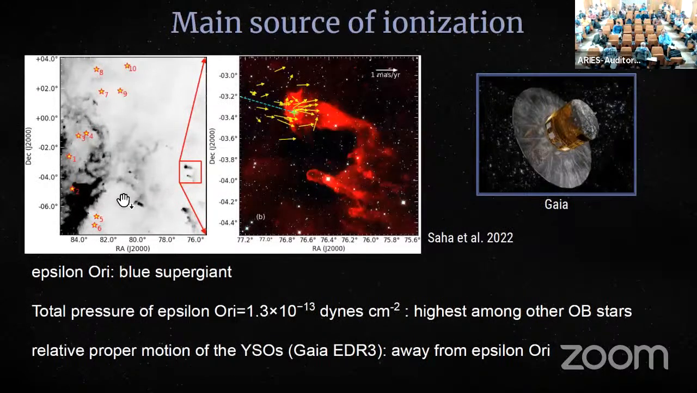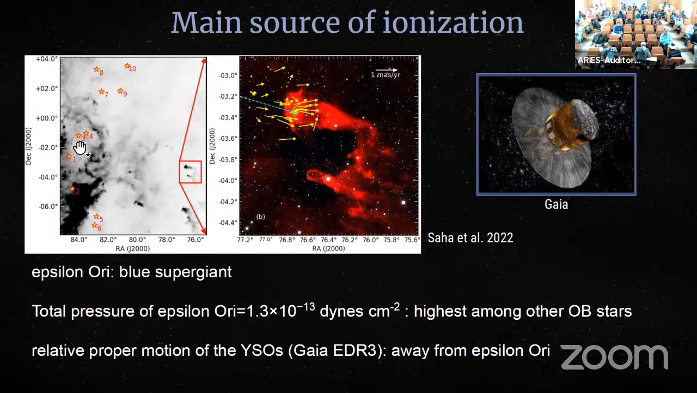So there are 10 sources you can see. And from the elongation of the cloud, you can see it is pointing mainly towards these three stars. Star one is Sigma Ori, and it is a main sequence star of spectral type O9.5B.